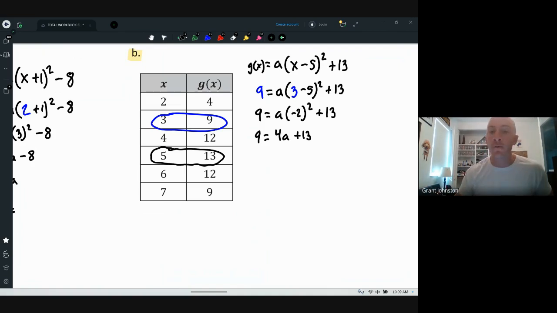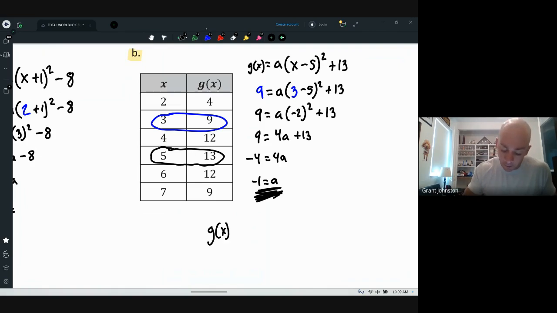I'm going to subtract 13 from both sides. I'm not going to fully show it. That's going to be negative 4. And divide by 4 would be negative 1 is a. So my final answer would be g of x equals negative 1.